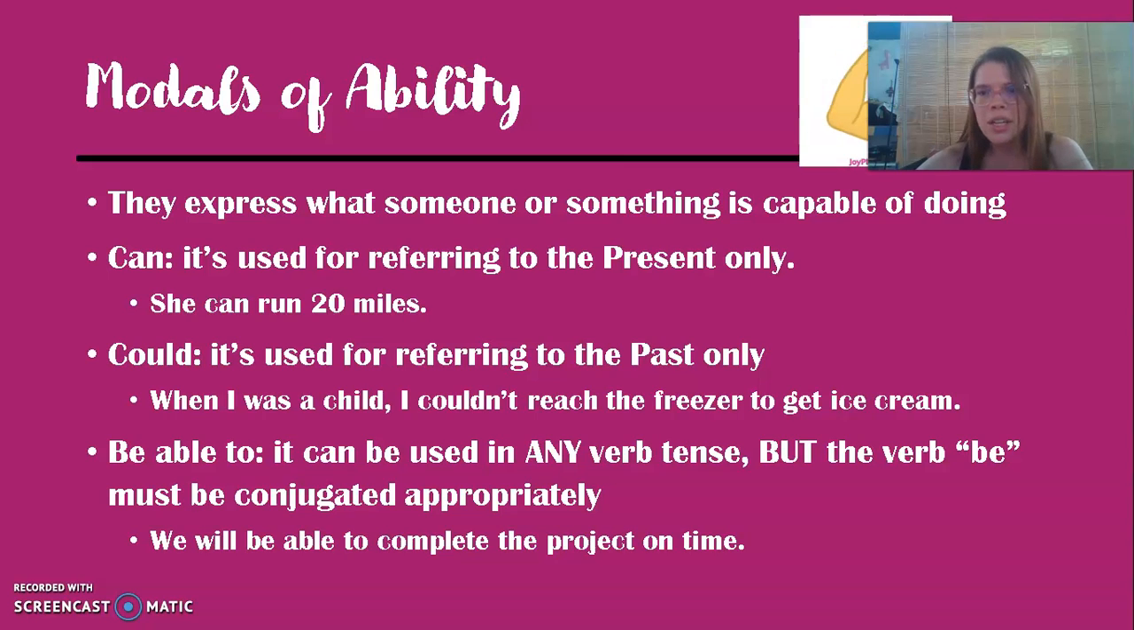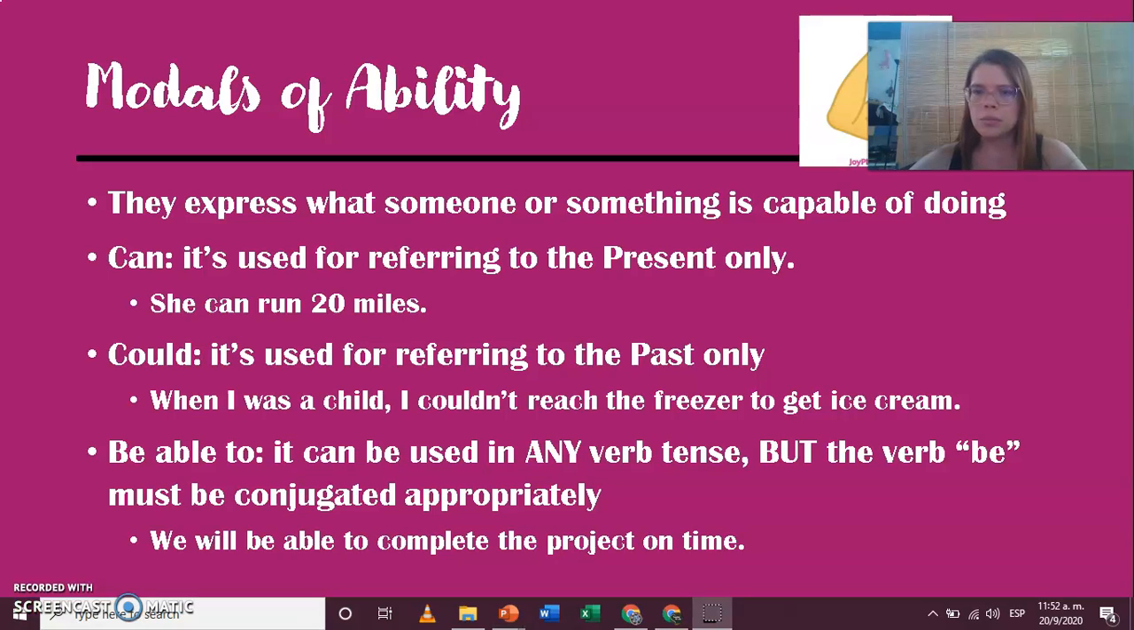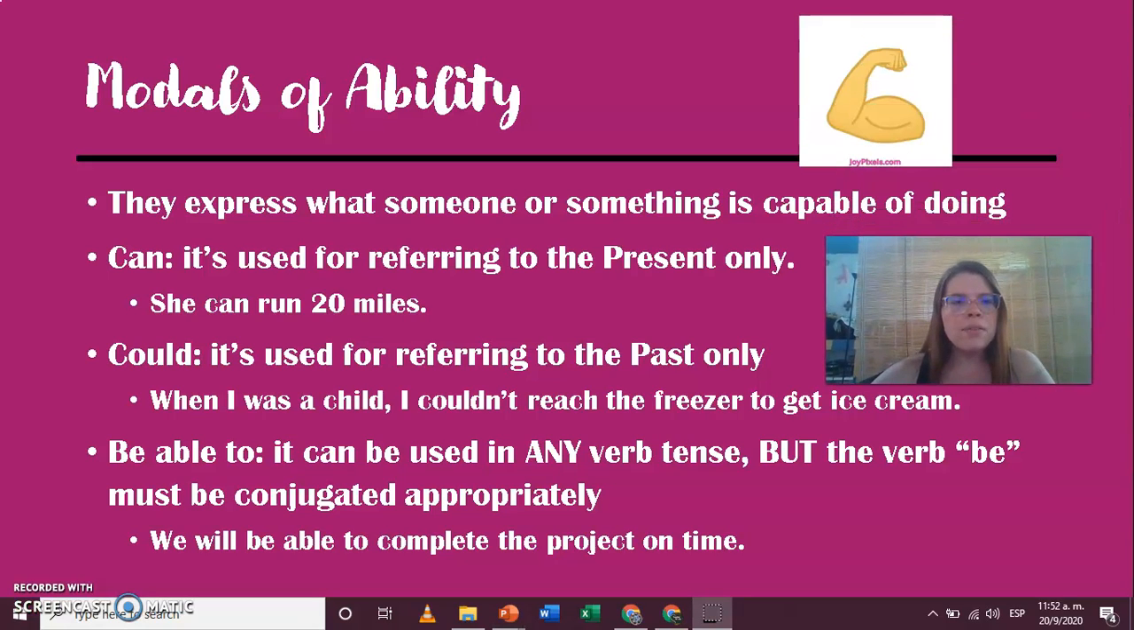Modals of ability help us express what someone or something is capable of doing. Okay? We have three possible options. We can use can, which is a modal of ability usually for the present. I can say she can run 20 miles. Okay, she's capable of running 20 miles.